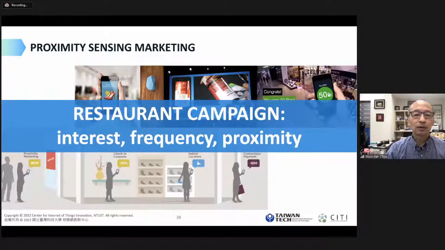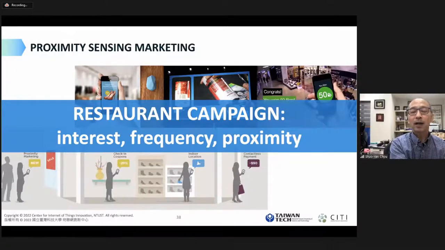This is a very, very simple way. For example, there was a very simple campaign. Every hour you can press a button indicating that you are very close to the restaurant, but every hour you can only press one time. At the end of the week, we will see which one has the highest number of clicks.